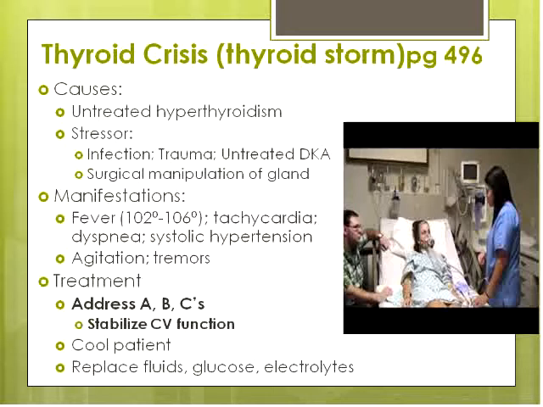The manifestations, look at the manifestations. Fever, anywhere from 102 to 106. Scary. Tachycardia, dyspnea, systolic hypertension. Looking at these, what would be a good drug for this patient? The beta blocker, right? Good job. Agitation, tremor. What do we treat? ABCs: airway, breathing, circulation. Stabilize the cardiovascular status of your patient. Beta blockers are one of the ways to help stabilize it.